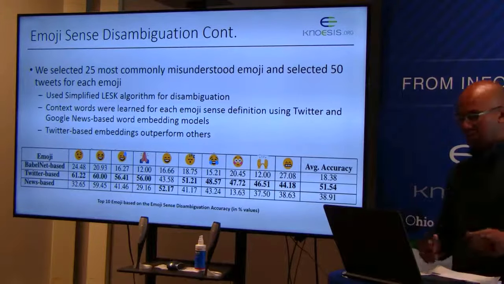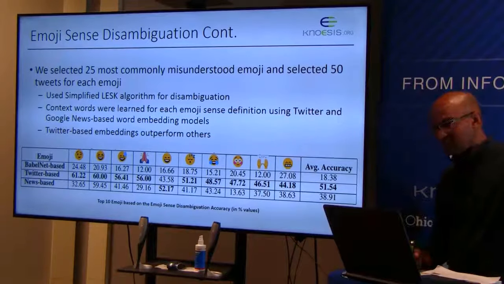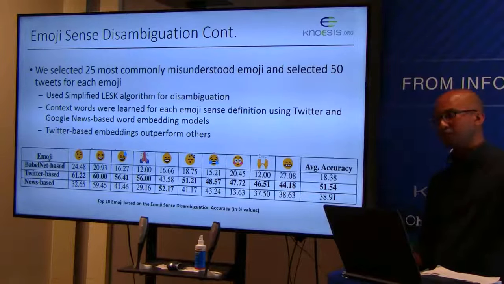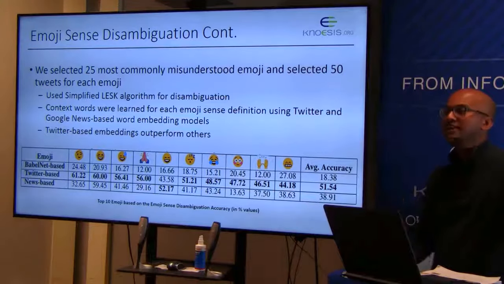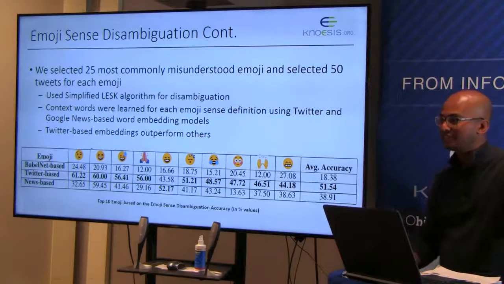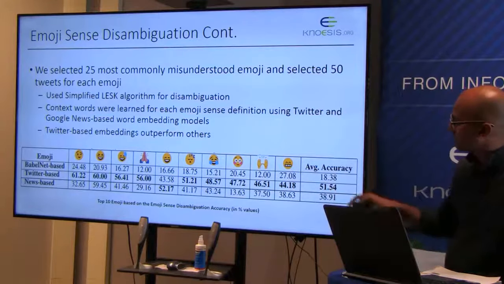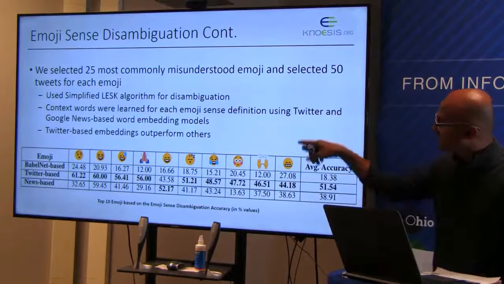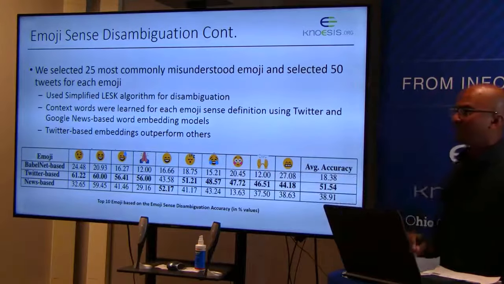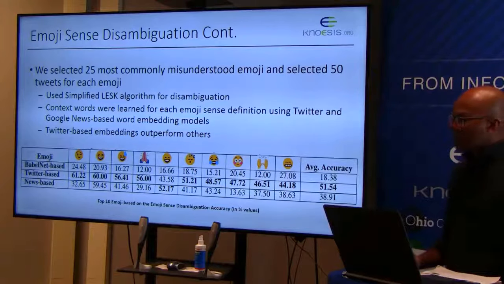We did that because NLP research suggests that when you train a system using well-formed text, it will not work the same when you apply that system to social media text, because the language is different. In fact, we also noticed that. So if you see, when we only did this experiment with tweets, the Twitter-based context word expansion method actually gives us better results compared to the others.